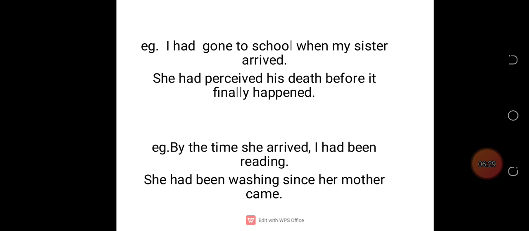Very good. Let's move to the next slide to look at the definition and then some examples given beneath it.